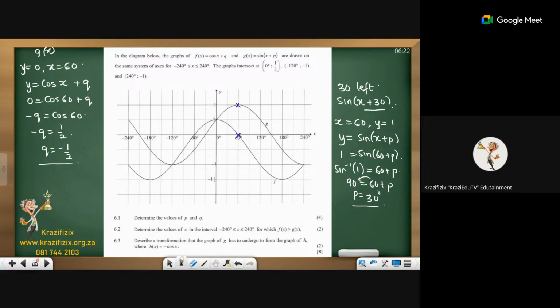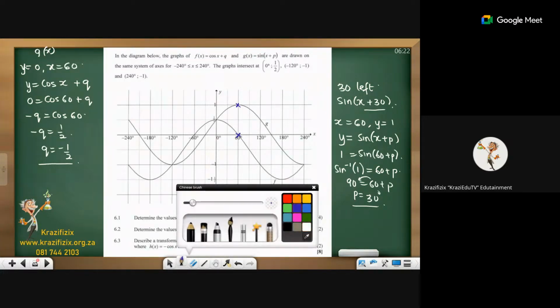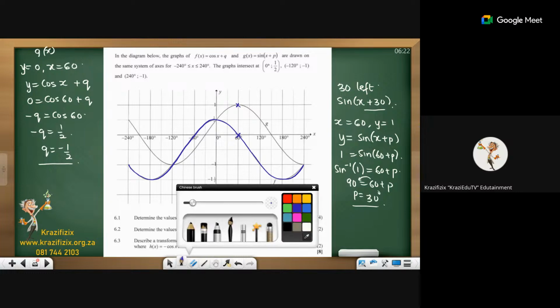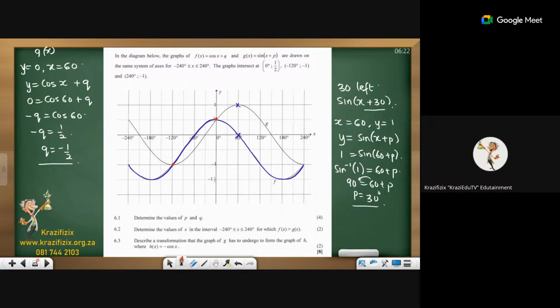Determine the values of x in the interval given for which f of x is above g of x. We want f of x to be above g of x. That's quite simple. To make this easy, let's make this one blue, which is f. We want the blue f of x to be above the black. Where is that? That is right here, between here and here. Where else? I think that's all. At the other point, the black is above the blue. We want the blue to be over the black.